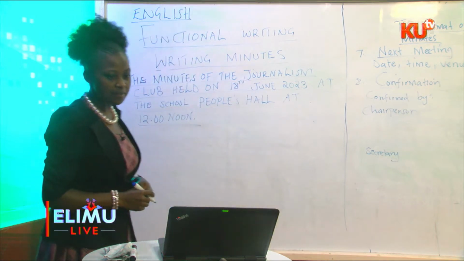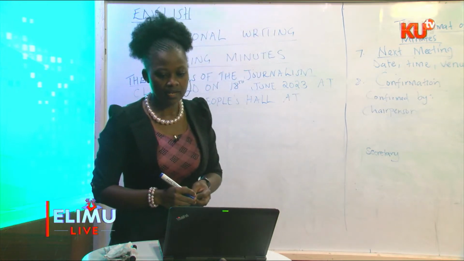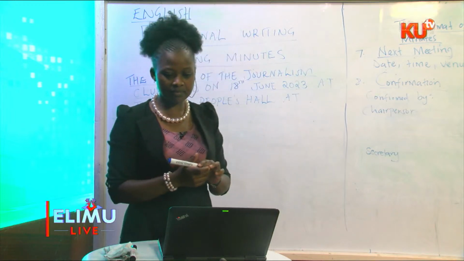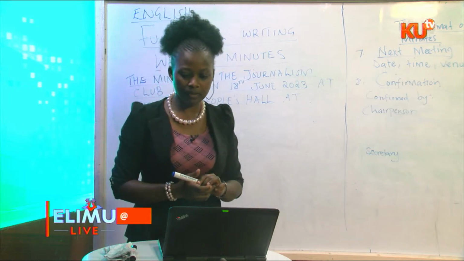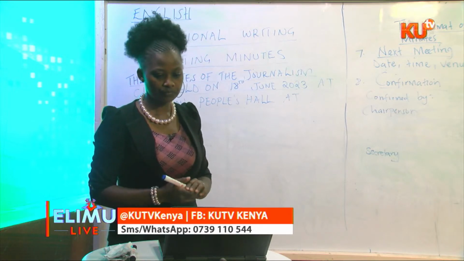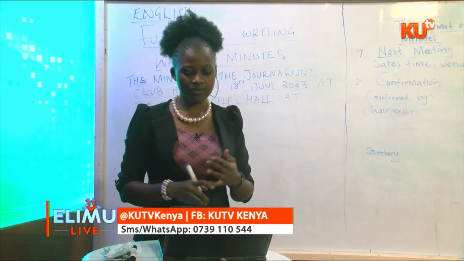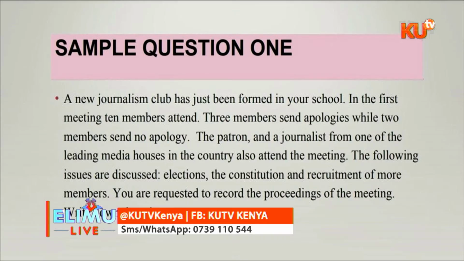Then from there we go to the members present. There we are told there are 10. Good. We have the members absent with apology. We have 3. Good. Then we have absent without apology. We have 2. Then in attendance, we are going to have the patron, and we also have the name of this journalist. Then we'll go to the preliminaries. From there, after the preliminaries, remember we do not have the confirmation and we do not have the matters arising.